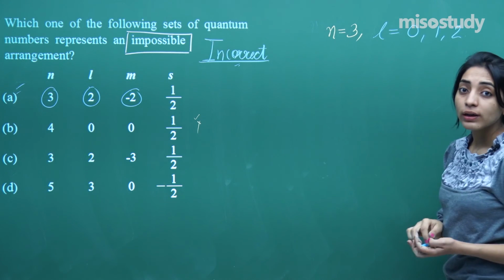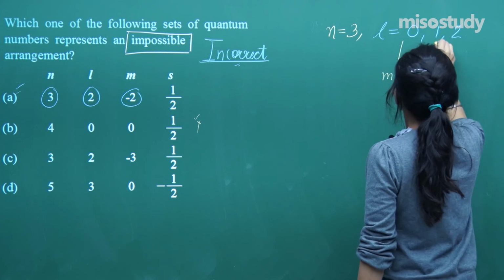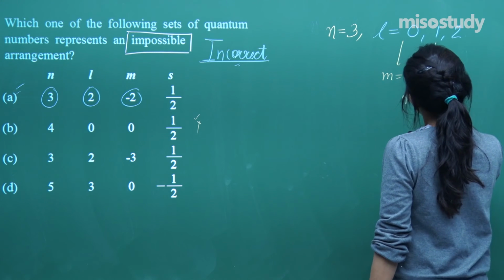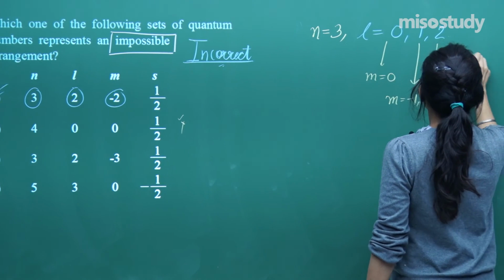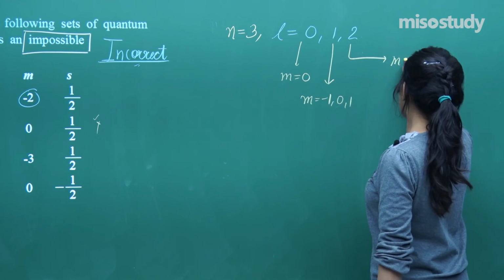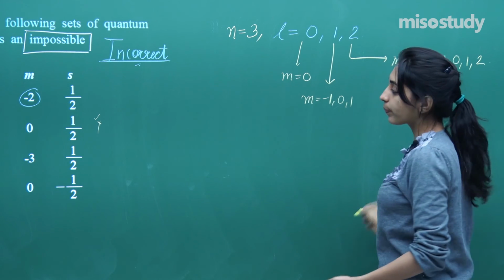0, 1, 2. When L is 0, m will be 0. When L is 1, m will be minus 1, 0, 1. And when L is 2, m will be minus 2, minus 1, 0, 1, 2.